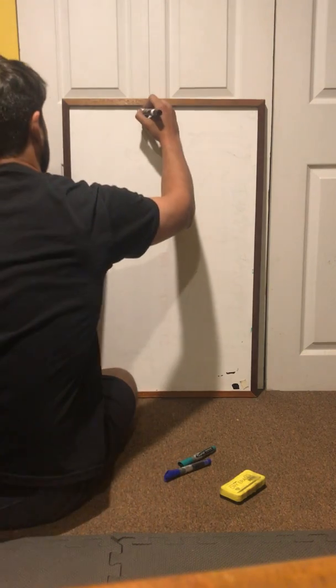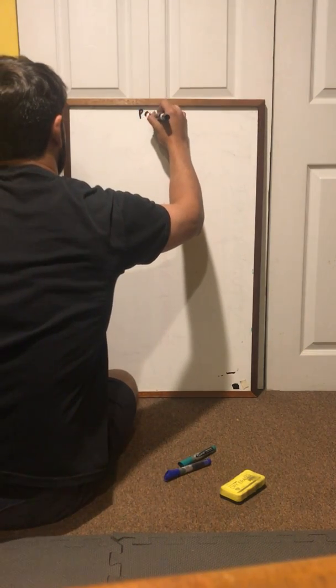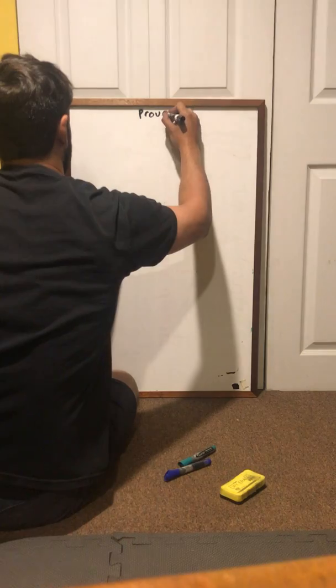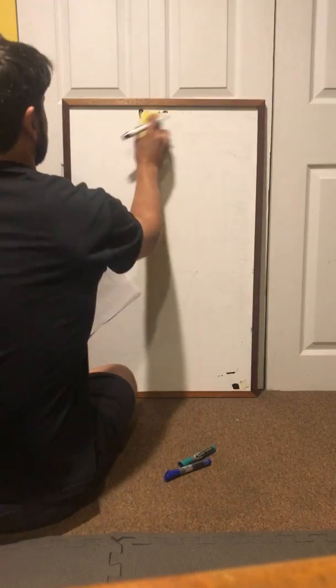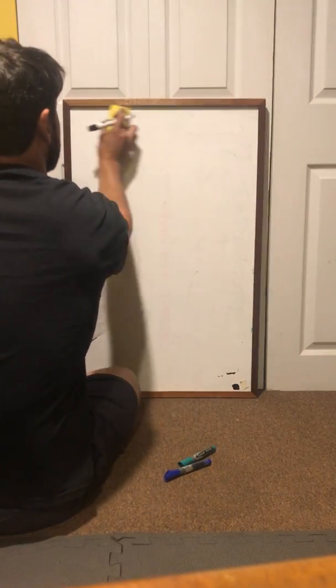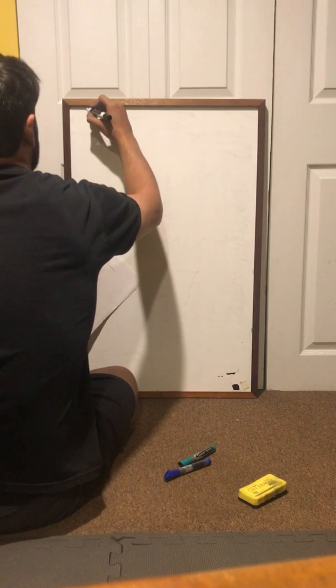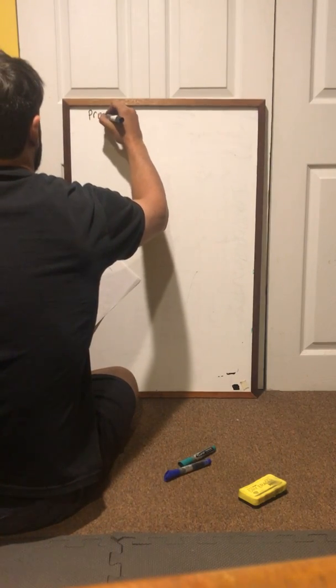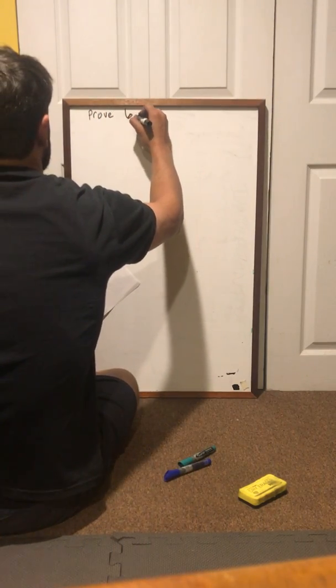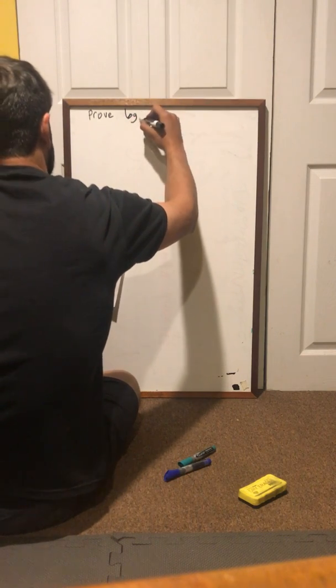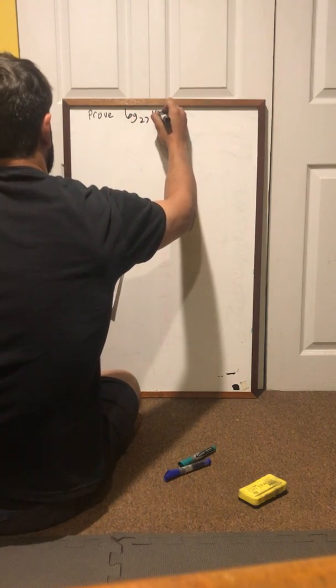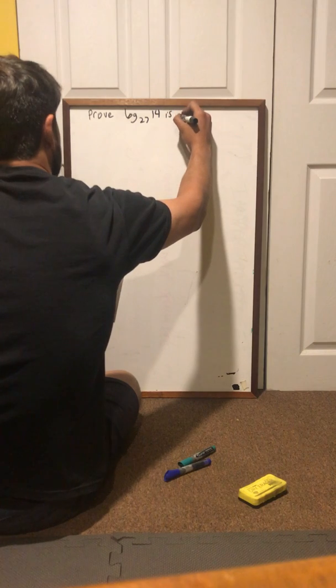Number 5, prove. Let's start left corner. I need this space here. Prove log base 27 of 14 is irrational.